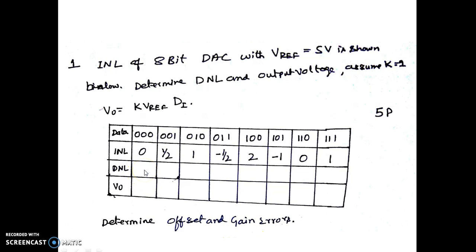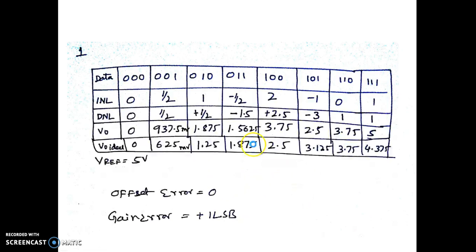Now, the DNL and V0 have to be found out with this INL for a given input combination from 0, 0, 0 to all ones. So let us try to see how we get this.